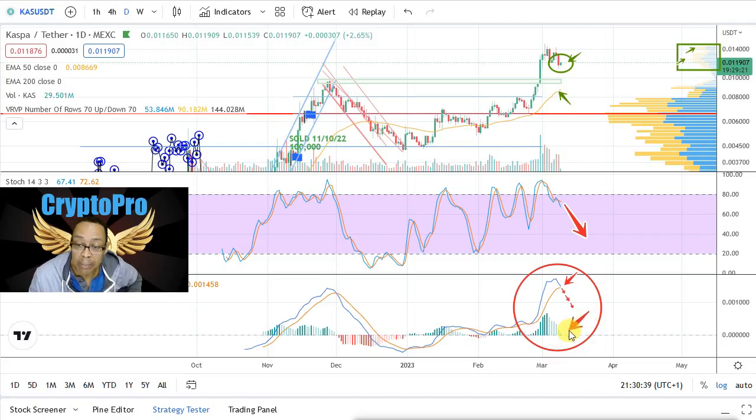We have the bars on the histogram turning light green. We are at the 0 line. So that is a confirmation of bearish momentum.